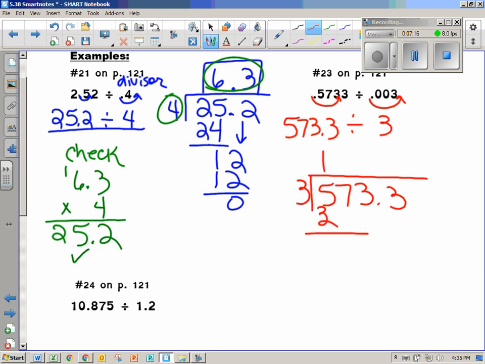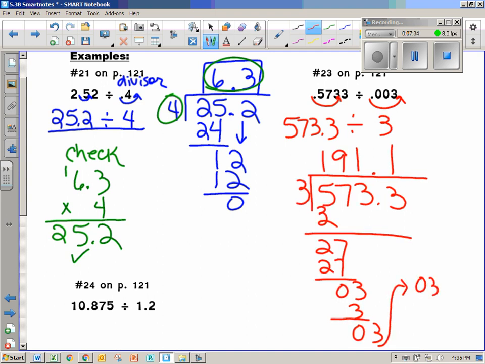So 3 into 5 once. Oops, that's a 3. 3 into 27, 9. 3 into 3 once. 3 into 3, oops, bring your decimal up once. And I'll write it right here, but I'm going to get no remainder again. So neat and tidy little problem right there.